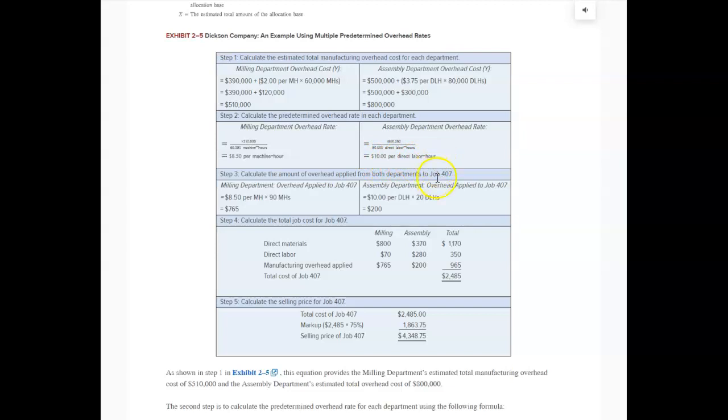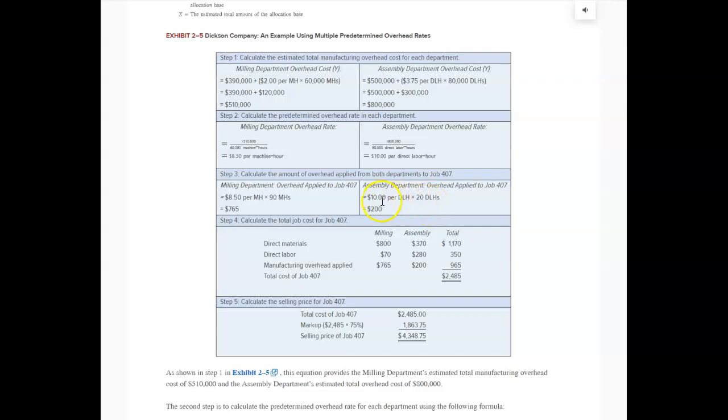So now as job 407 goes through these departments, if we use 90 machine hours for job number 407 in the milling department, we take the 90 machine hours times our rate of $8.50 per hour. So we're going to add $765 to job 407 for overhead in the milling department. Then as it's transferred to the assembly department, you look and see how many direct labor hours were used for this job. We used 20 hours of direct labor for this one job, job 407.